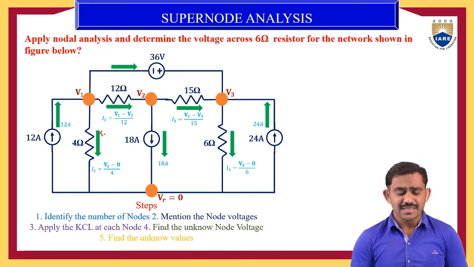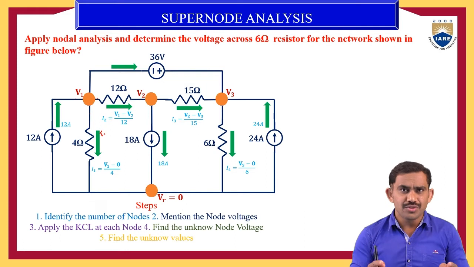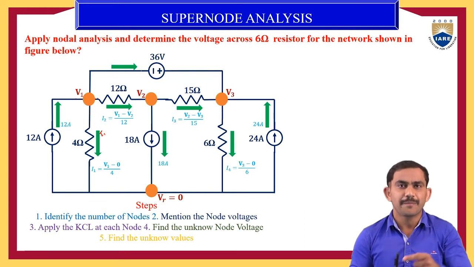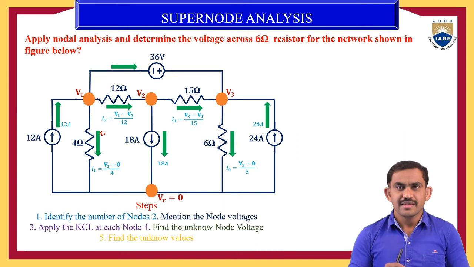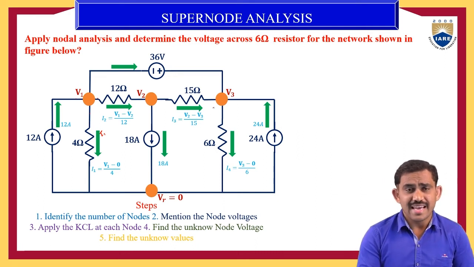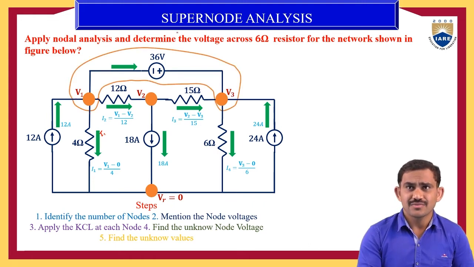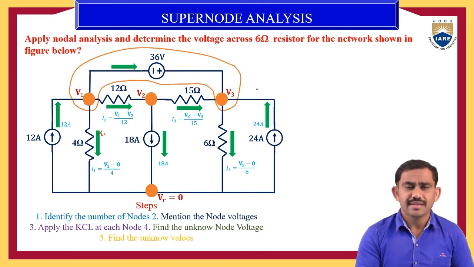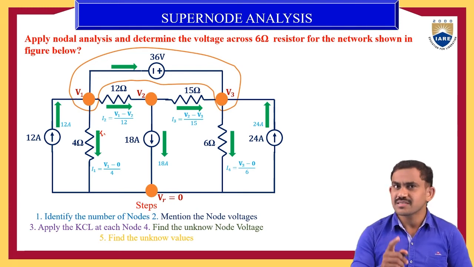We can't write it. Why? Because between 2 nodes we have one ideal voltage source. Between 2 nodes having one ideal voltage source means we need to apply supernode analysis. So for that we need to combine V1 as well as V3 as one node. So V3 as well as V1, one node. V3 and V1 both are now one node.